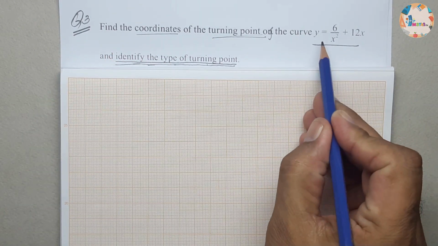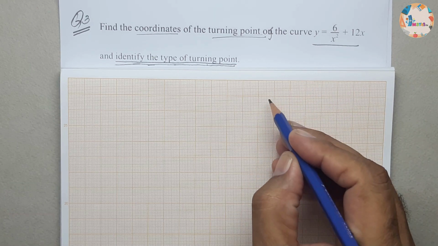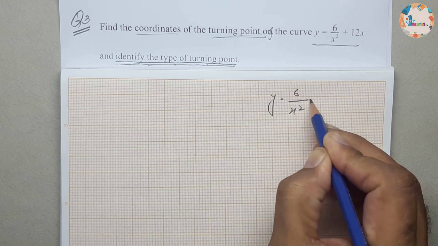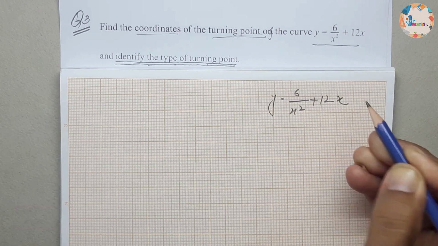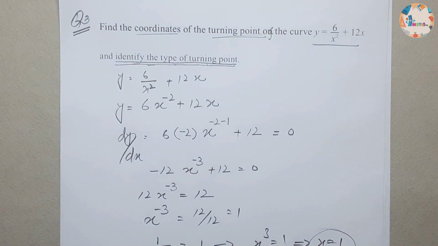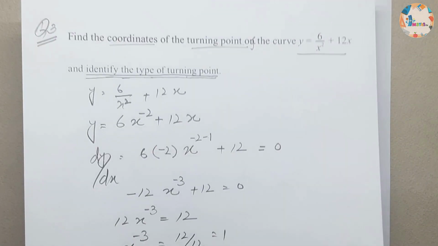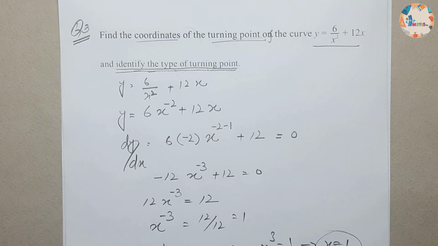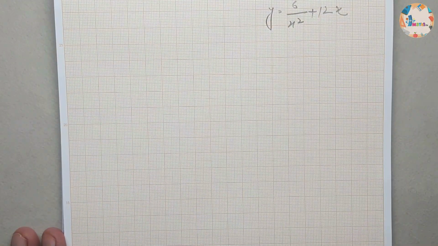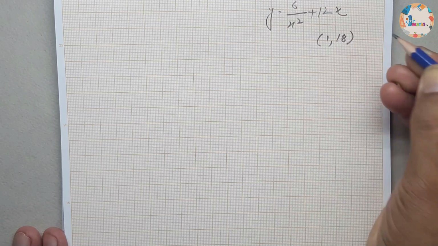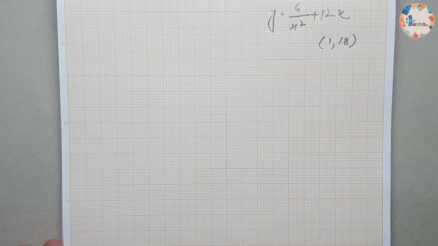So this is the equation which you can see. I will copy this equation. Y is equal to 6 over x squared plus 12x, and the point which we got, if you can see, this is the point 1 and 18. So 1 and 18 I will write here. So 1 and 18 is the point which we got, coordinates of that point.